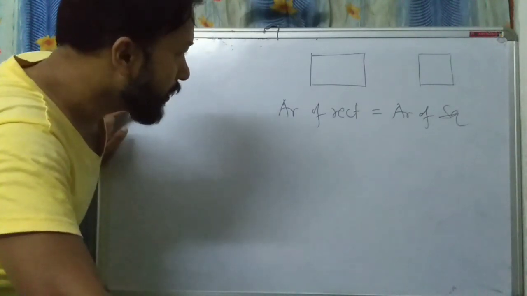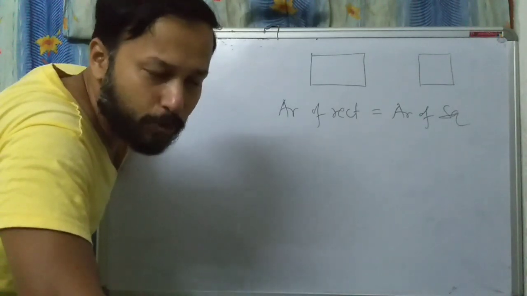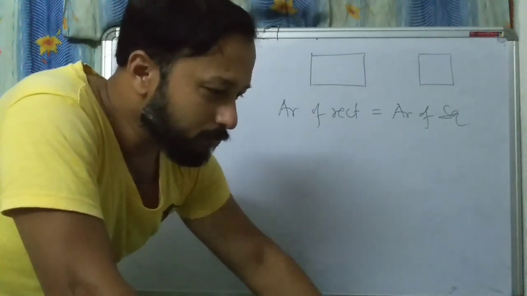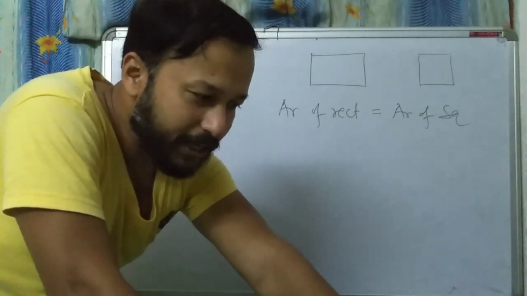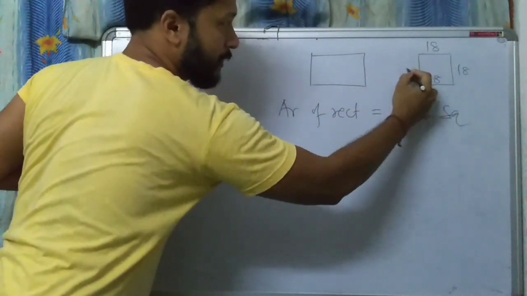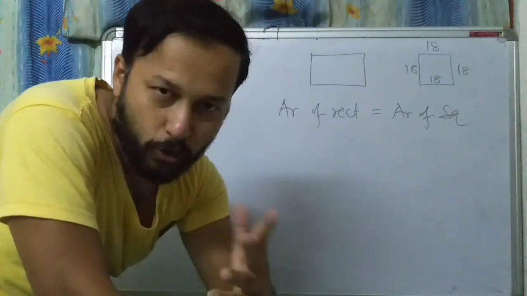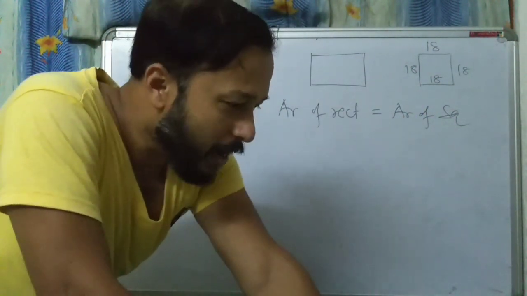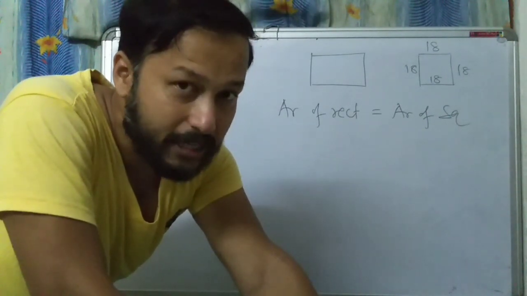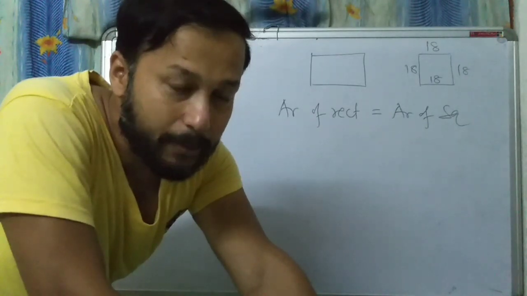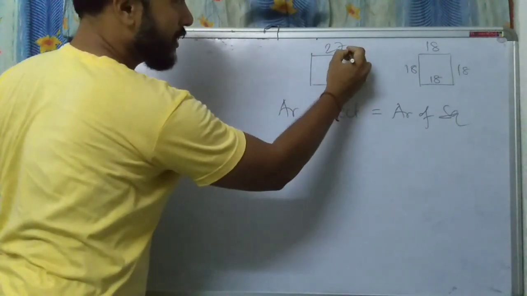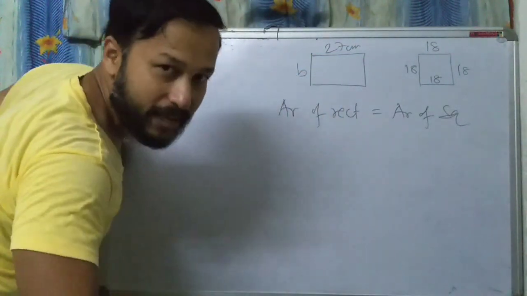Okay. So what is the formula of area of a rectangle? Length into breadth. First let us write what are the things given. The square has side 18 centimeter. All the sides of the square are 18 centimeter. That is given in the question. Now, it is same as the rectangle whose length is 27 centimeter. Length of the rectangle is 27 centimeter. We have to find the breadth.